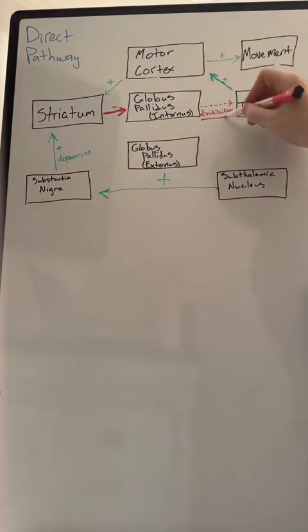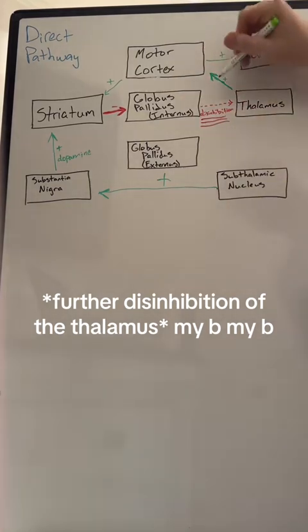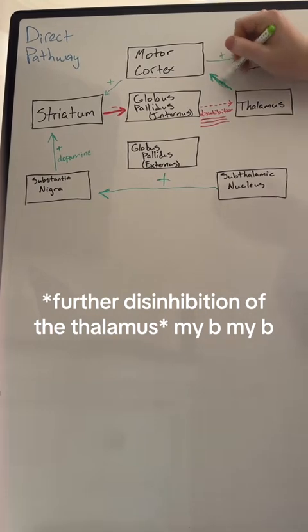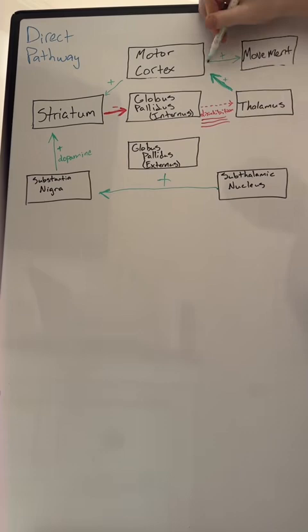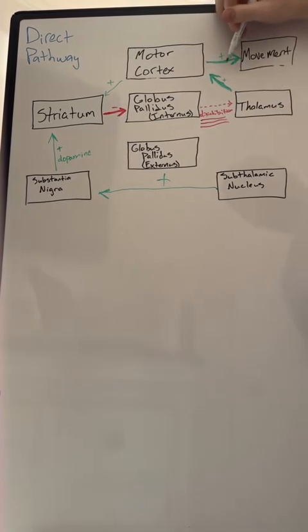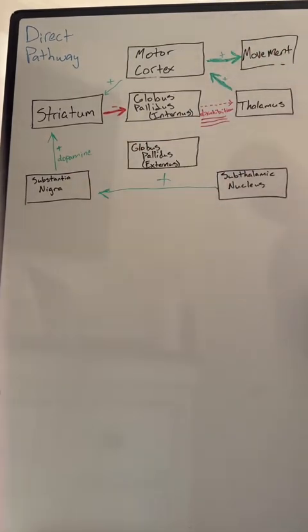So you get even more disinhibition of the globus pallidus internus. So then the thalamus is able to excite the motor cortex even more, and you get greater movement. So, in the direct pathway, the production of dopamine leads to greater amounts of voluntary movement.